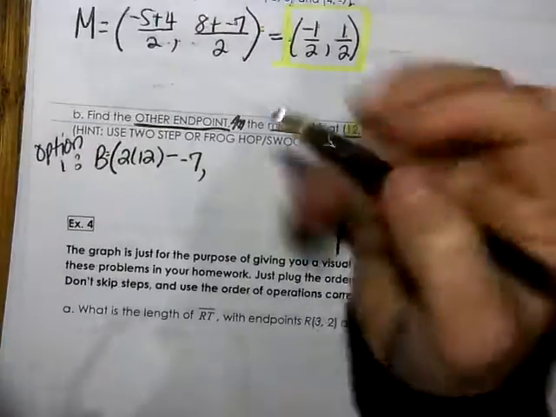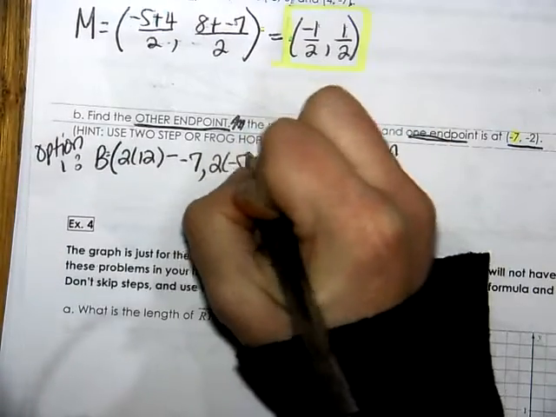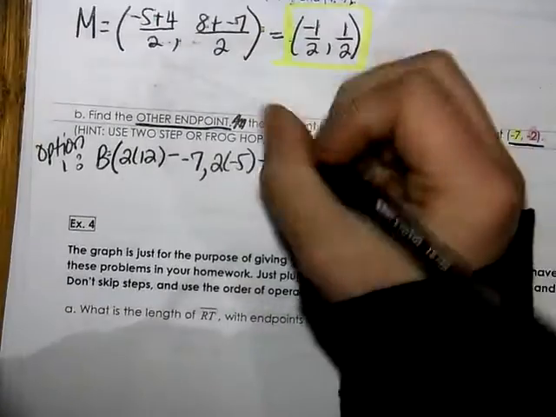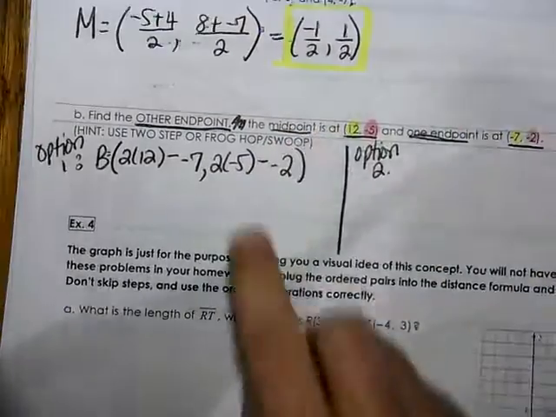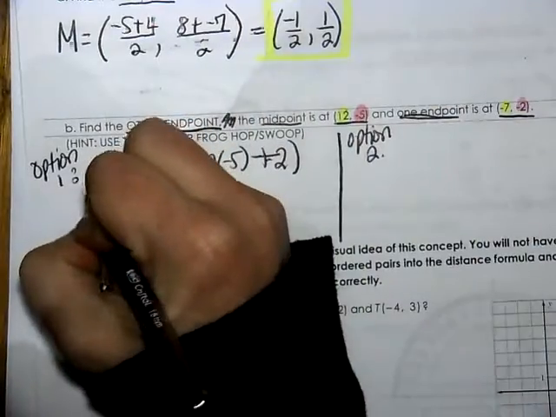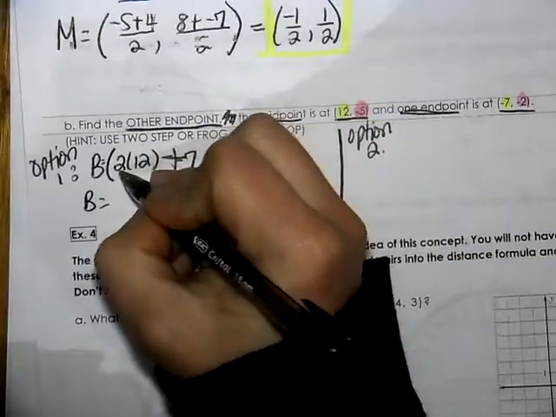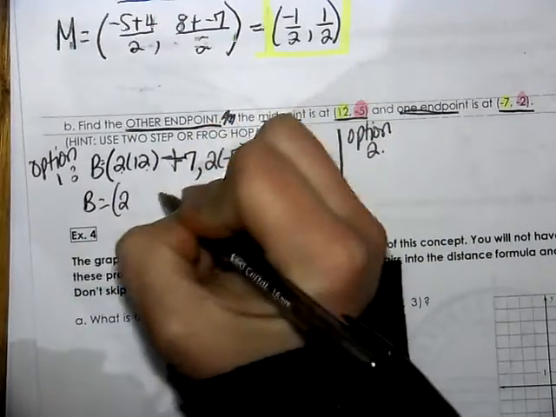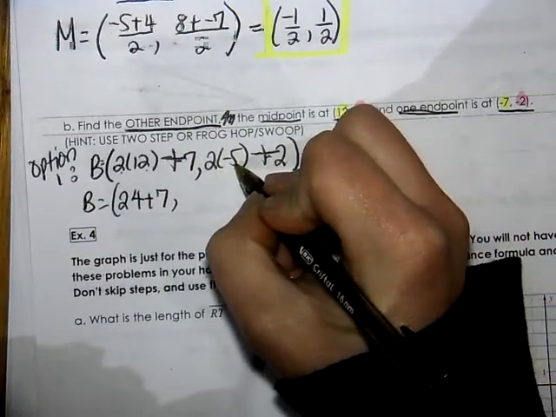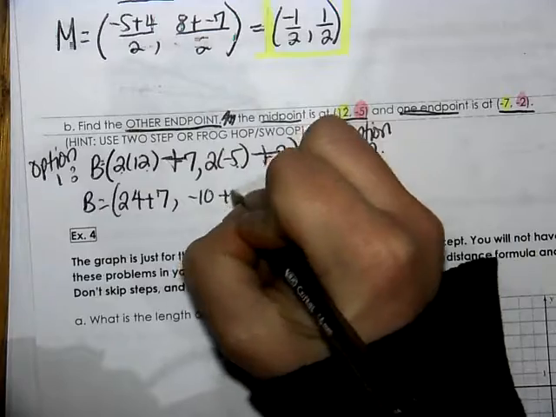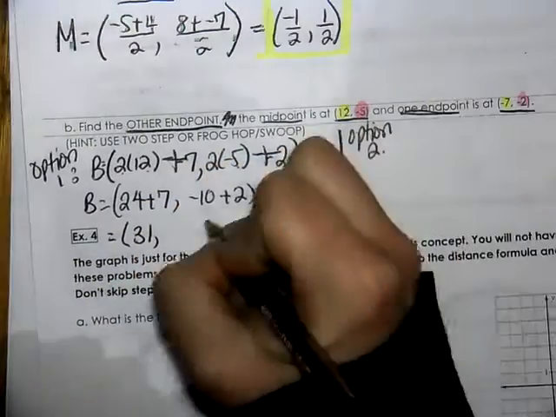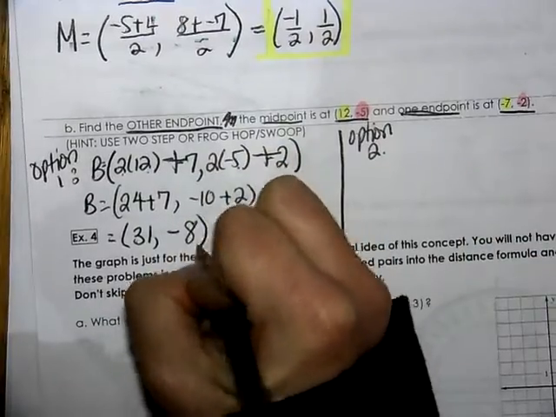So my midpoint is negative 5, so that's 2 times negative 5. Subtract the endpoint, which is negative 2. Be careful with your signs. Negative, negative. We know that a negative, negative makes a plus. So we're just calling our other endpoint B. 2 times 12 is 24. 24 plus 7, comma. 2 times negative 5 is negative 10. Negative 10 plus 2. So our answer is going to be 31, comma, negative 8.